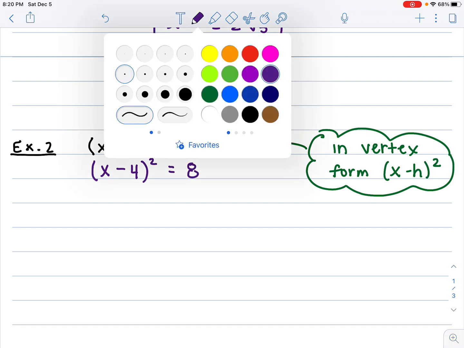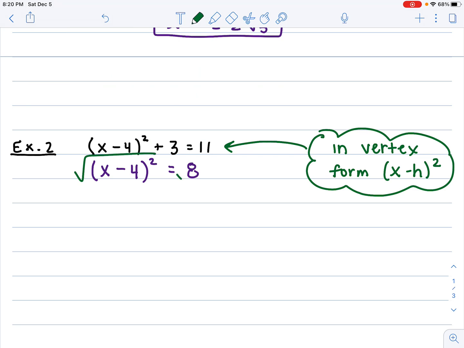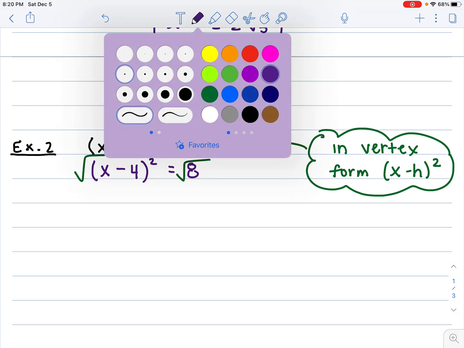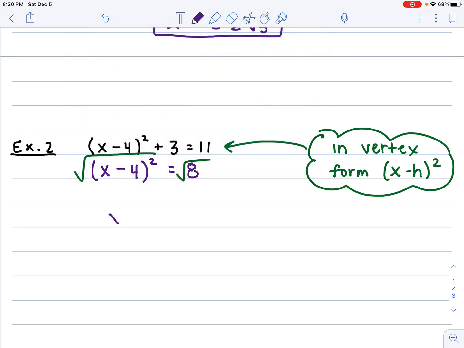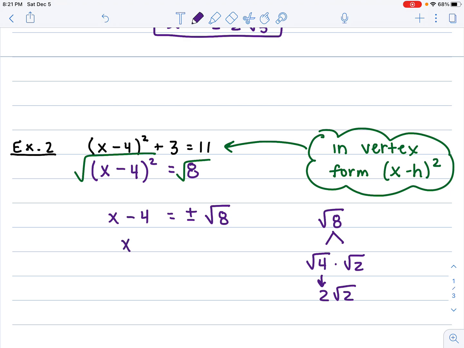Then I'm going to get rid of that square. To get rid of that square, you take the square root of both sides. The square root of x minus 4 squared is just x minus 4, plus or minus the square root of 8. Let's reduce down the square root of 8 real quick. I know that the square root of 8 breaks down into radical 4 times radical 2, and I know that the square root of 4 is 2. So my answer is 2 radical 2 there.